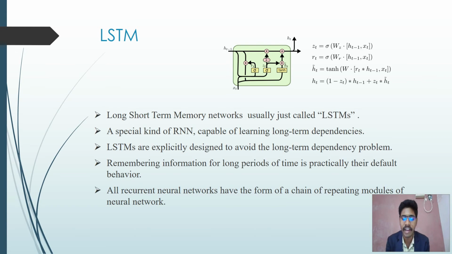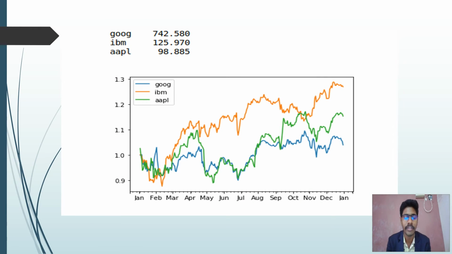All recurrent neural networks have the form of a chain of repeating modules of neural networks. Then this is the output of the project. Google, IBM, Apple: there are three companies we can compare over a 1 year gap, that means January to the next January. A whole 1 year of data will be here. How the companies go up and down will be clearly shown here. The blue line is Google, the orange line is IBM, and the green line is Apple. So we're using three types of data in one chart.